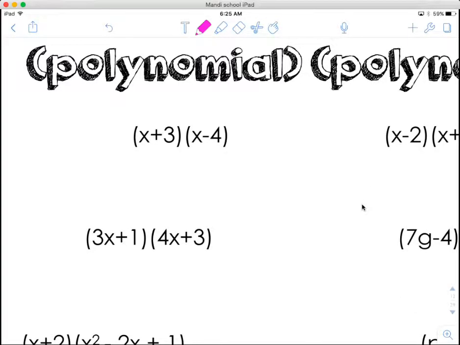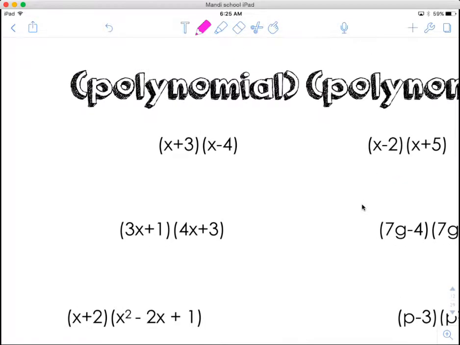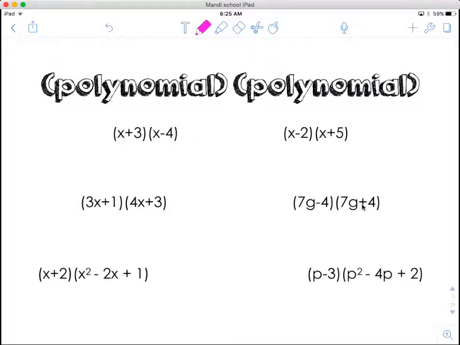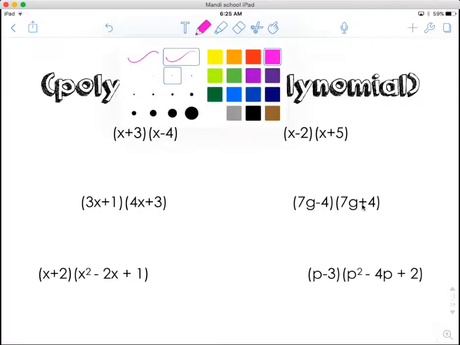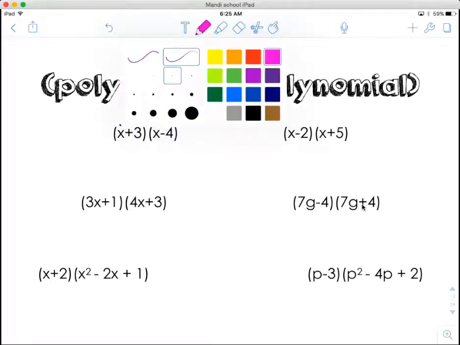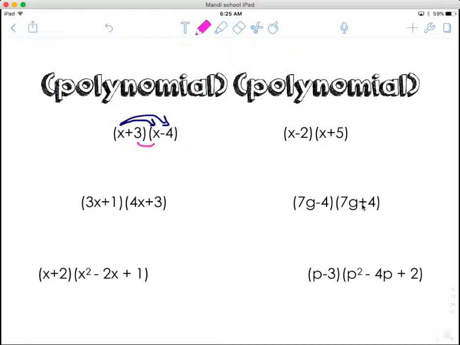All right, polynomials. So notice I want to go back out so you can see. This is a polynomial times a polynomial. It's still the distributive property. You still take the first term, distribute it to both terms. Then you have to take the second term, and you have to distribute it to both terms in the second polynomial.